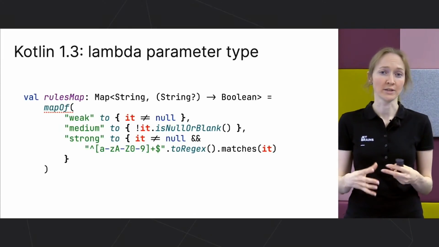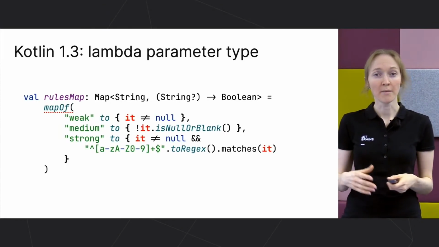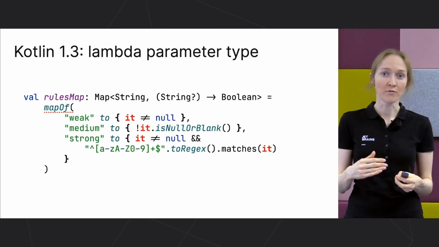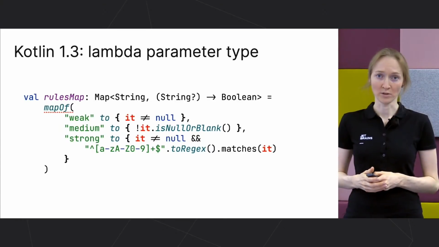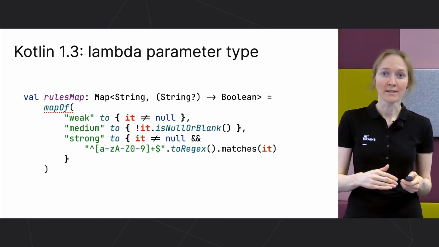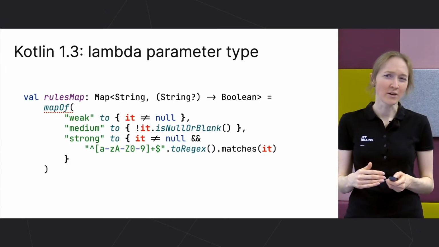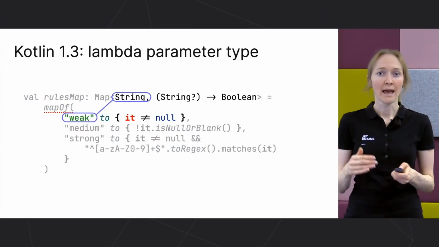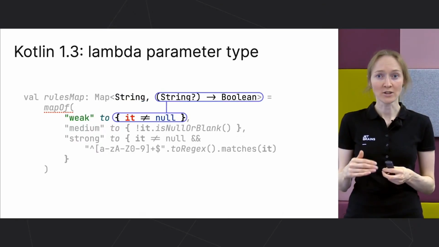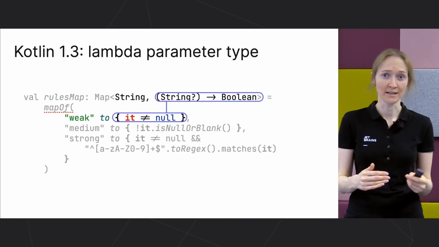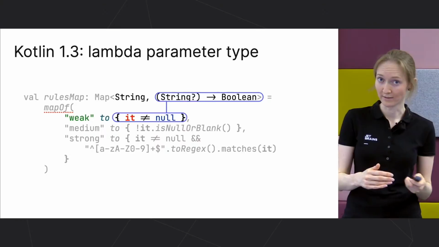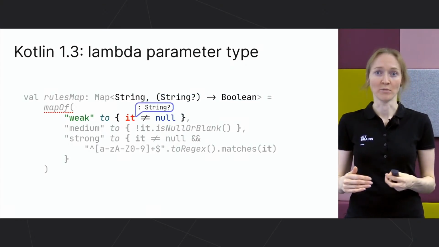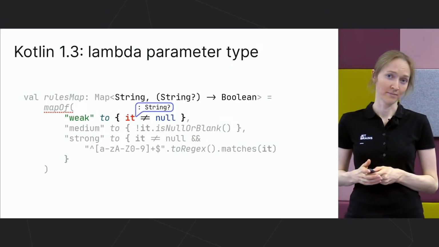Let's look at the first example. Here, we define a map. In Kotlin 1.3, the compiler doesn't infer the type of the lambda argument. But if you look closely at this code, this type becomes kind of obvious for you. String is key in this map, and the type of lambda is a function type that takes a nullable string as an argument and returns Boolean. That means that the type of the lambda argument is a nullable string.